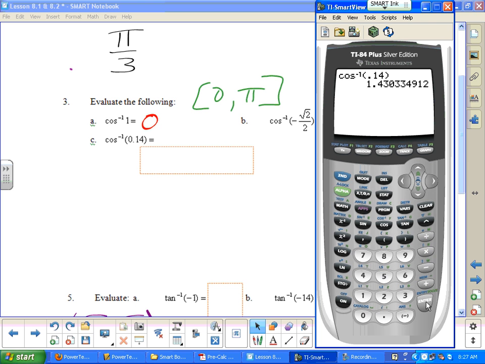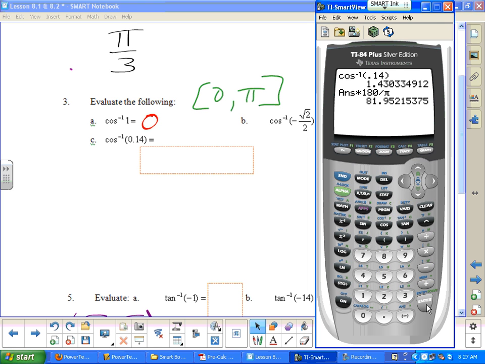Are you in radians? That's because you're not in radians. You're in degrees. If I multiply this by 180 and divide by pi, I'll get 81 degrees. Okay? All right, make sure you're in the right mode.